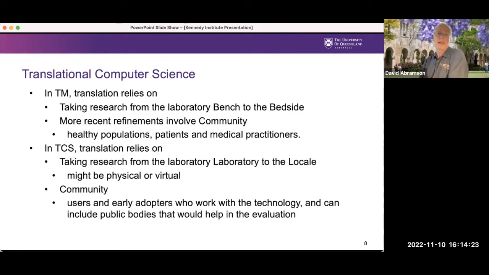In the two. And the idea is that we bring in early users or adopters who work with us as we do the research and help us apply the technology to see how that works. And community can be an extremely broad thing, and locale can be extremely broad. So it could include public bodies that would actually help in the evaluation. And I'll come back to that in a moment when I talk about the differences between this, or some of the inhibitors to this, and why perhaps some of the other things we talk about in applied research don't necessarily guarantee translation.